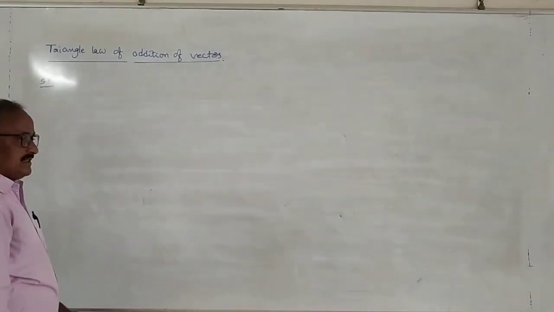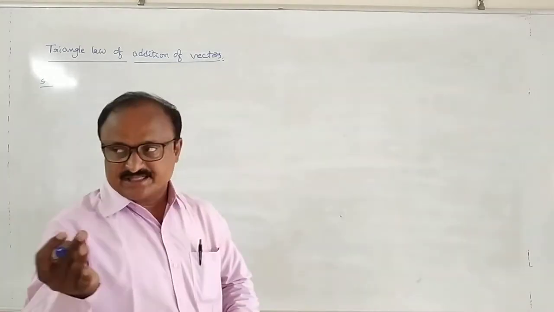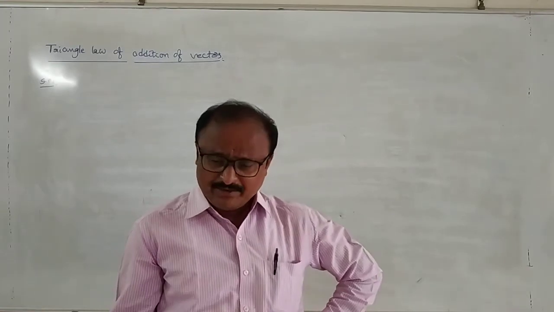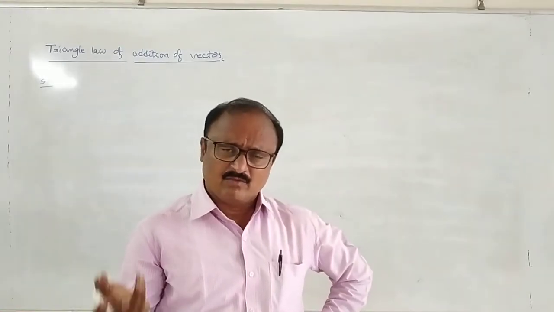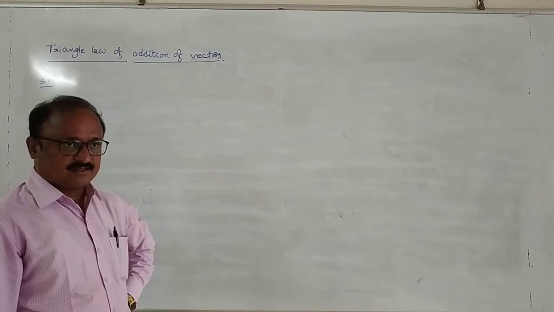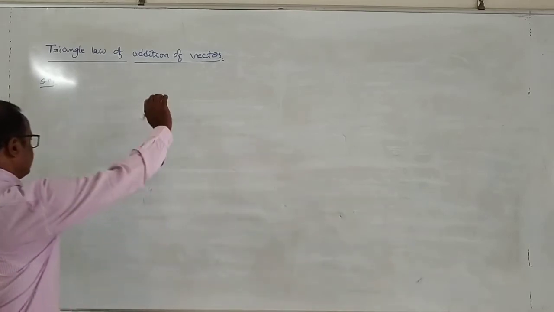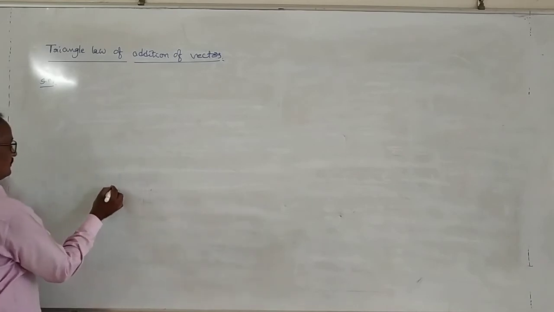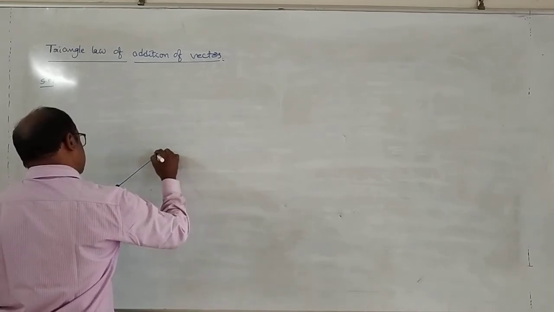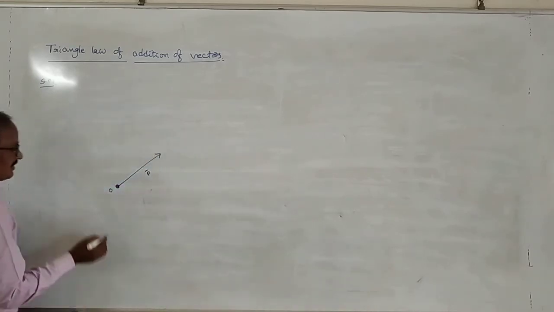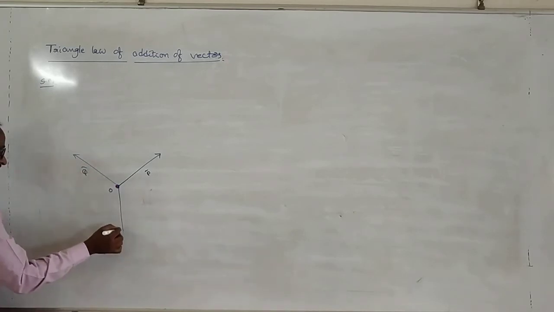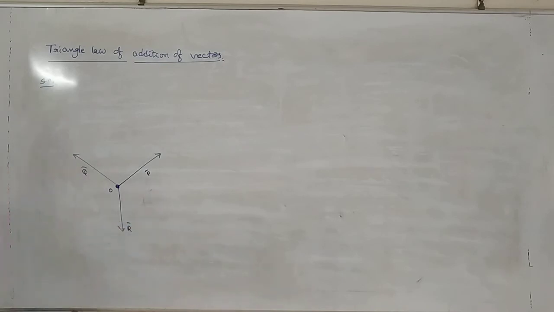Suppose here there are three vectors a bar, b bar and c bar, or p bar, q bar and r bar, whatever it may be. P bar, q bar and r bar are the three vectors. They are acting at one point. See here, this is a point O. Let this be one vector P bar, this the other vector Q bar, and this the third vector R bar. These are the three vectors.